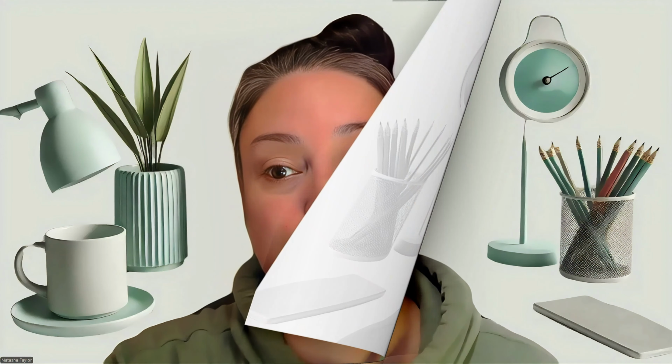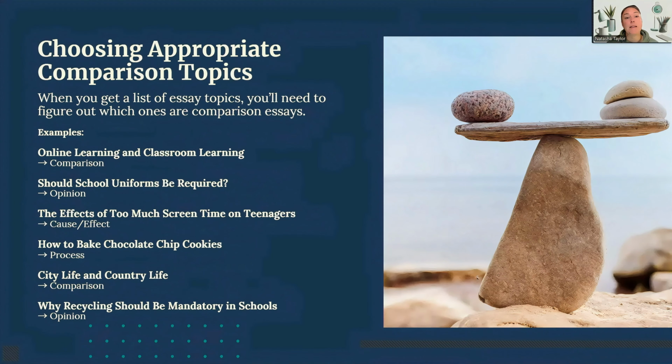So let's practice together. For choosing appropriate comparison topics, when you get a list of essay topics, you'll need to figure out which ones are comparison. Here are some examples. Online learning and classroom learning. You can compare these. There are two different types of learning. Should school uniforms be required? That's more of an opinion type of essay. Then there's the effects of too much screen time on teenagers. That's a cause and effect. Then there's how to bake chocolate chip cookies. That's more of a process, how to complete a process. City life and country life. That's a comparison essay. And why recycling should be mandatory in schools. That's more of an opinion. Still ahead, I'll show you how keywords can reveal your essay type and make planning easier.